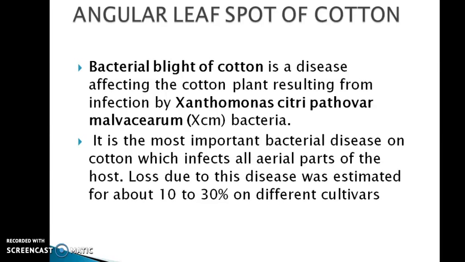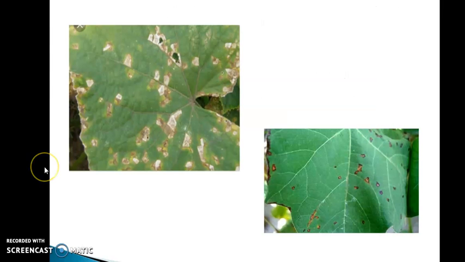It is the most important bacterial disease on cotton, which infects all aerial parts of the host, and it is having a significant loss on different cultivars. The bacteria can infect the cotton plant during all growth stages, infecting stems, leaves, bolls, and causes seedling blight, leaf spot, black arm on stem and petioles.